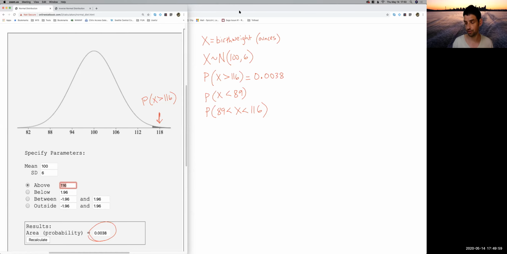Okay, let's do the other questions. Our mean and standard deviation are already in there. We can compute below 89 in a similar way. And we get 0.0334.